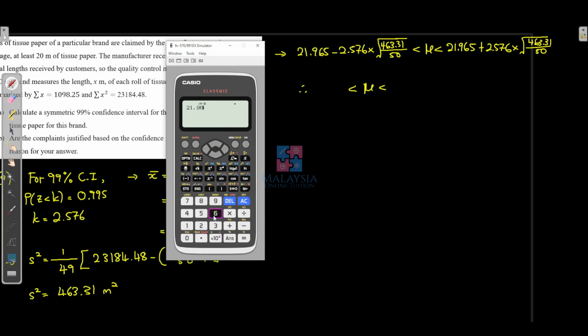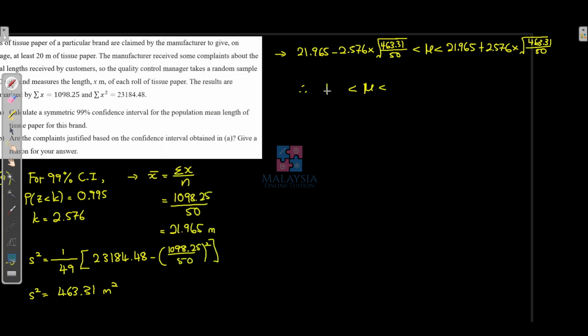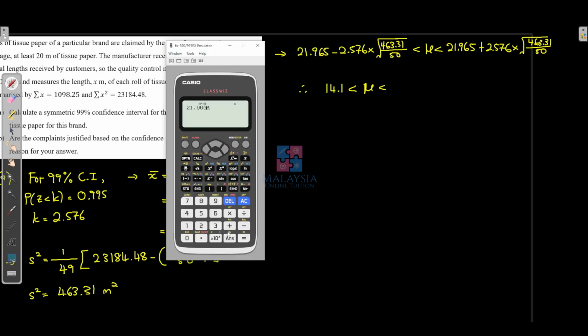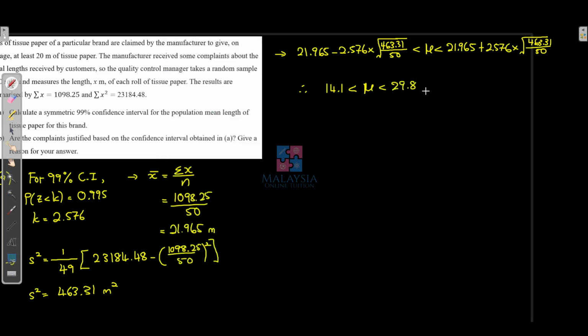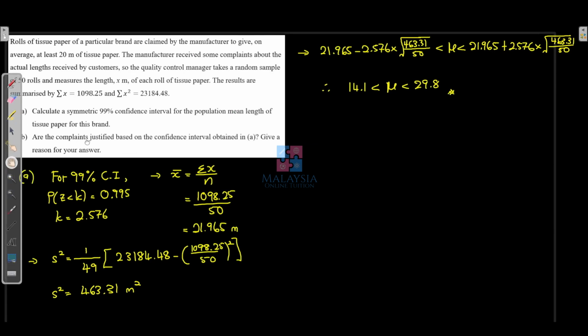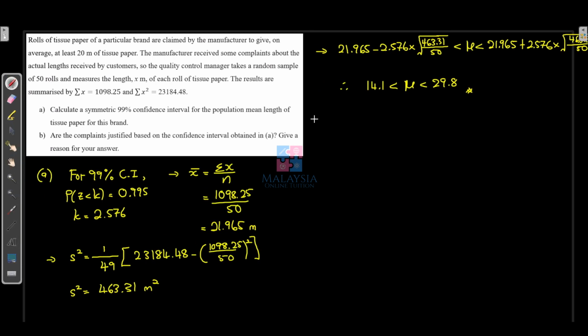So 21.965 and then minus A, we get 14.1 meters. And then plus A, we get 29.8 meters. Okay, so this is the 99% confidence interval for the population mean length of the tissue paper for this brand. Okay, so that's all for question number 3, part A.